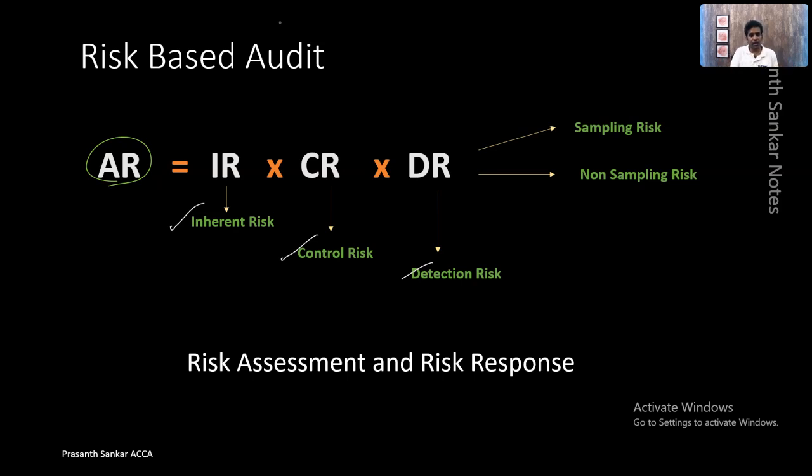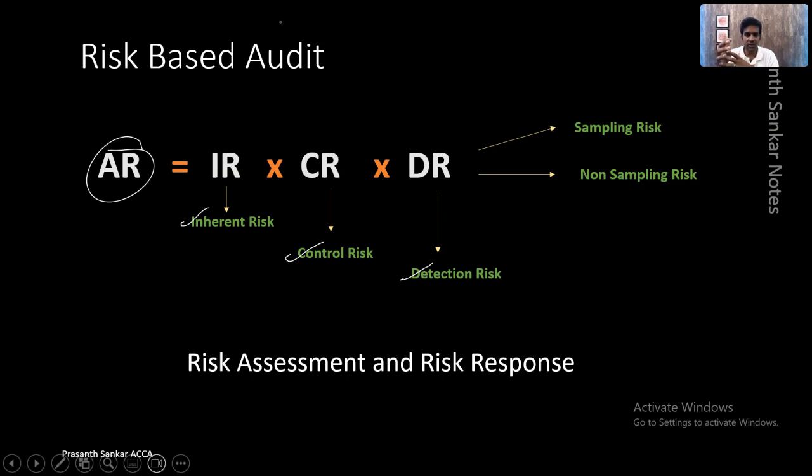The nature of the company, the way they conduct the business, the way they are accounting for certain transactions, the way they are not accounting for certain transactions, all of this forms part of the inherent risk. Even before we consider the controls, the way the transactions are being treated by the company could result in a misstatement. That is called inherent risk.